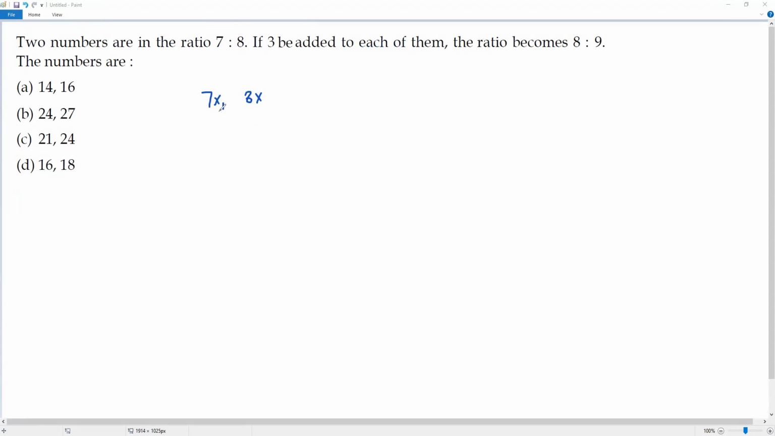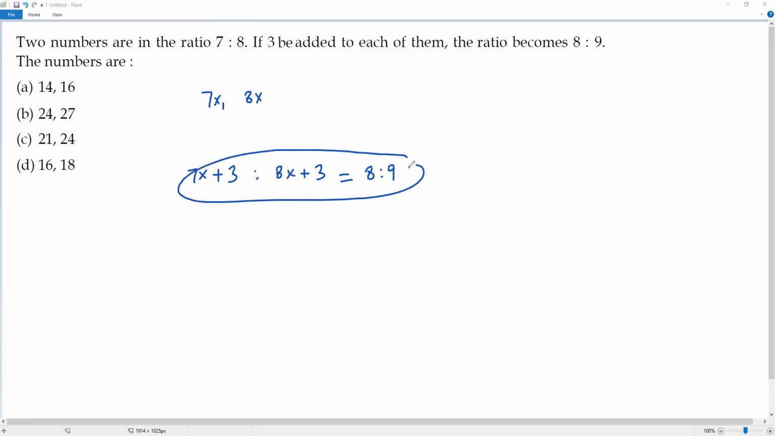Okay, now let's consider this information. That is, 3 has to be added to each of these two numbers. When I add 3 to the first number, I am getting 7x + 3. And when I add 3 to the second one, I am getting 8x + 3. Here we have added 3 to each of the two numbers. So the ratio of these two quantities equals 8 to 9. Now we have to solve for x in this equation.